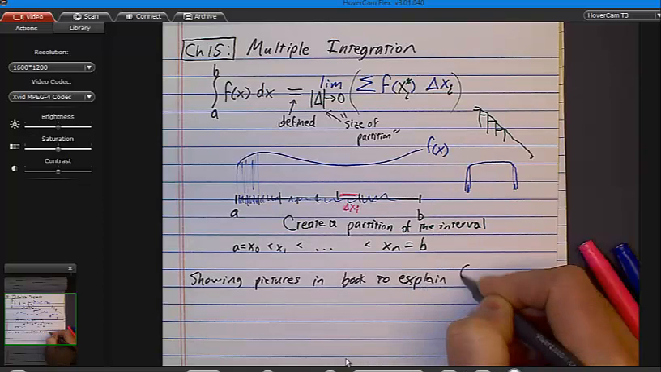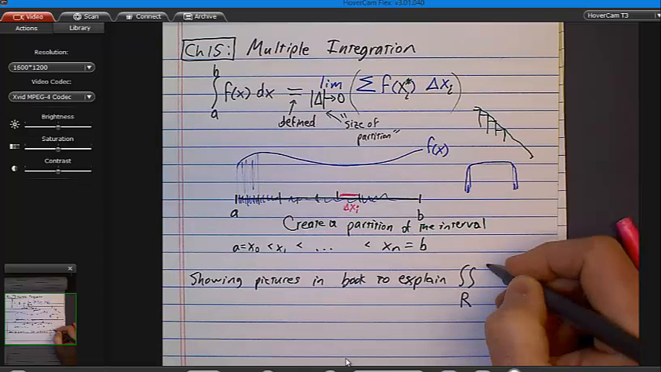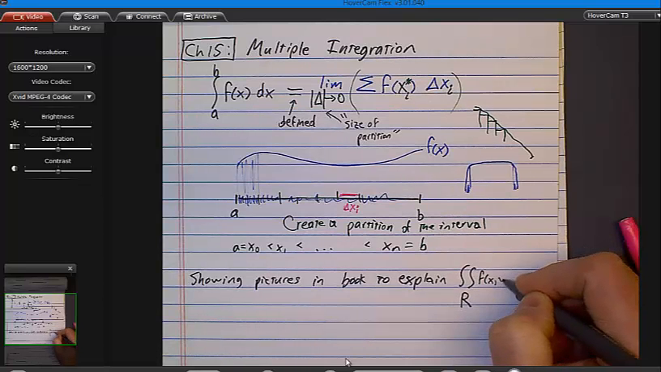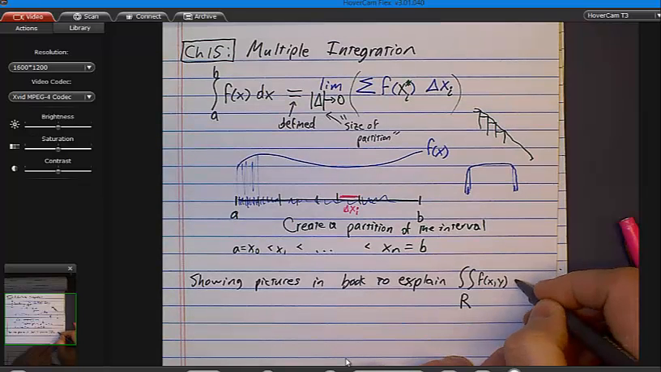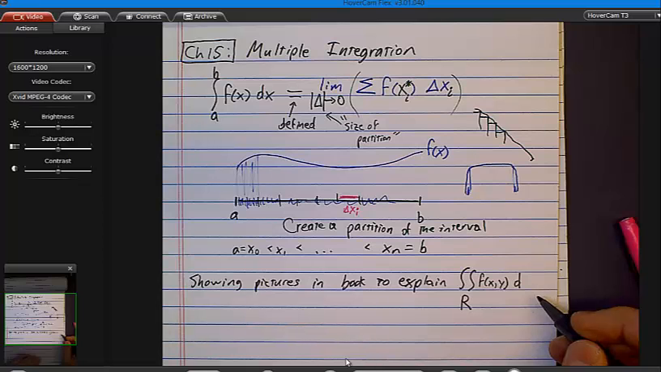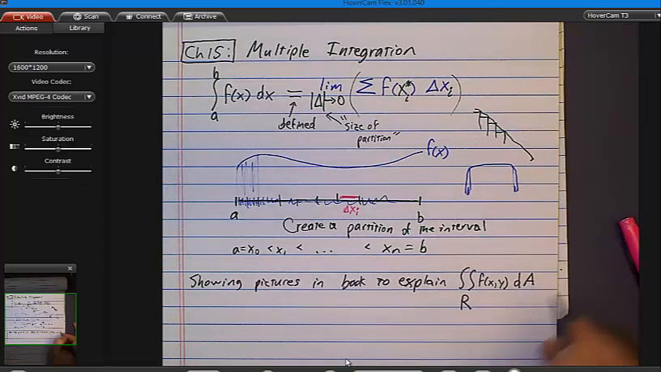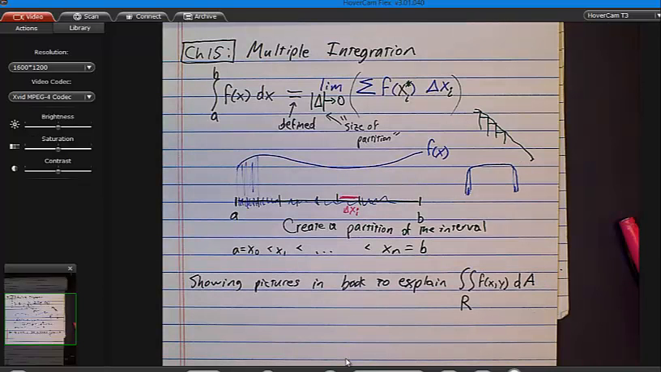the double integral. The double integral over R of f of xy, and then what do we write here? We're not going to write dx anymore. We're going to write dA. dA. Where A stands for what? Area of what? Well, think of the A like our x. This is again, it's a differential, okay? But what is it?